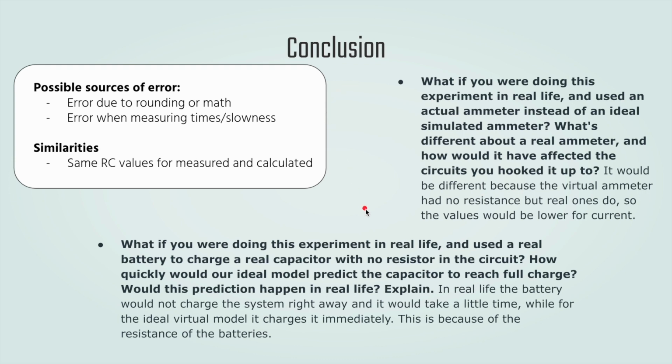And what if we were doing this in real life and used a real battery to charge the capacitor? How would it reach full charge, and would it happen in real life? It would reach full charge more slowly, because in real life batteries do have resistance, and virtually, in the ideal situation, they don't have resistance, so it charges right away. Essentially in real life it would just charge at its peak, but it would take a little bit more time.